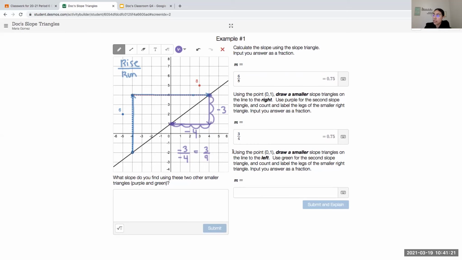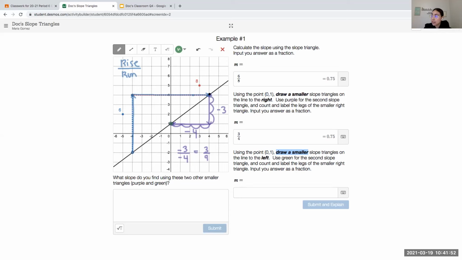All right, I want you guys to try this one here. It says use the point 0, 1. So we're going back to 0, 1. You're going to draw another smaller slope triangle, but on the left side of this line. And you're going to use the green. So click on the green color, switch to green. Start at point 0, 1, again, here in the middle. And this time you want to make another triangle, but on the left side of this graph.